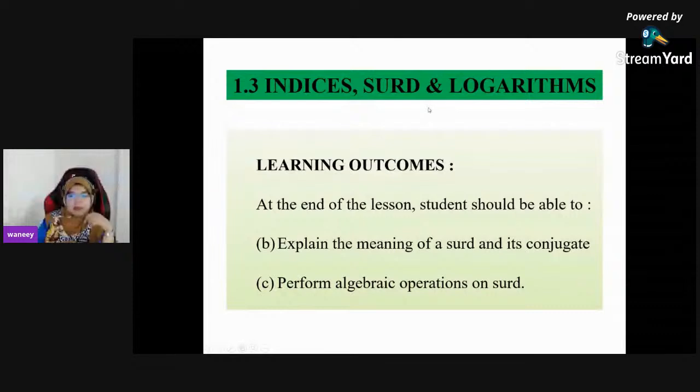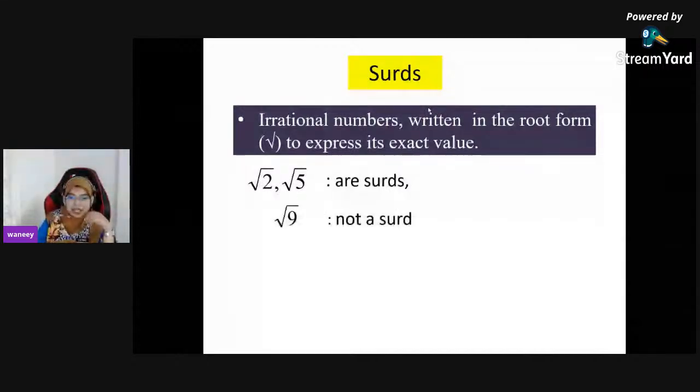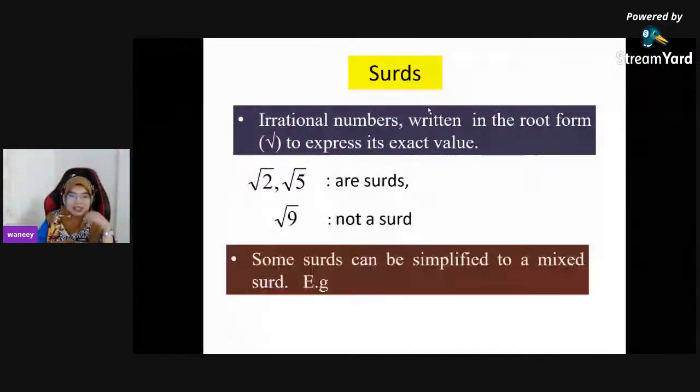Irrational numbers written in the root form, square root form. So yang tu kalau tak ada tu kita panggil square root lah, or third root or cubic root or n root to express its value. So surd 2, surd 5 are surds. Surd of 9 is not a surd, because some surds can be simplified to a mixed surd. Tapi surd 9 tadi sebab kita boleh dapat 3. So some surds can be simplified to a mixed surd. For example, root 12 is actually 2 root 3.